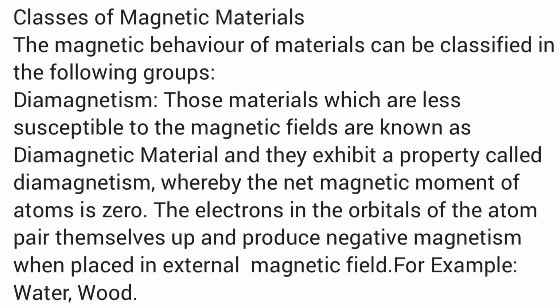Now there are different types of magnetic materials. They are the diamagnetic, the paramagnetic, the ferromagnetic, and the ferrimagnetic materials. Now what are diamagnetic materials, or what is diamagnetism? Those materials which are less susceptible to magnetic fields are known as diamagnetic materials, and they exhibit a property called diamagnetism.